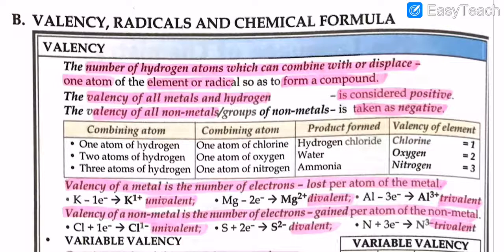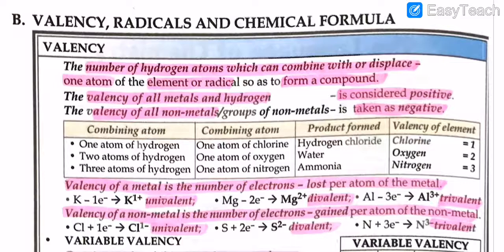Of course, the electrons have to be lost for us to say that the metal is positive. Its valency is positive. Why? Because the proton charge has to be more as compared to electrons. Similarly, in non-metals, the valency of a non-metal will be the number of electrons gained. Why? Because it is negative. That means electrons have to have a higher charge, more than the protons.